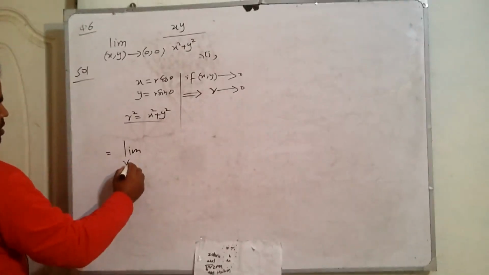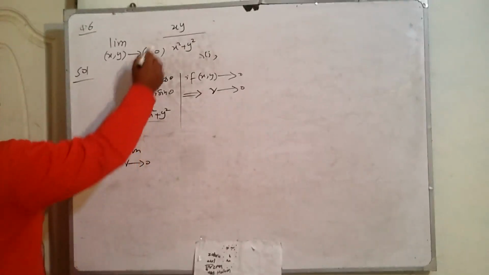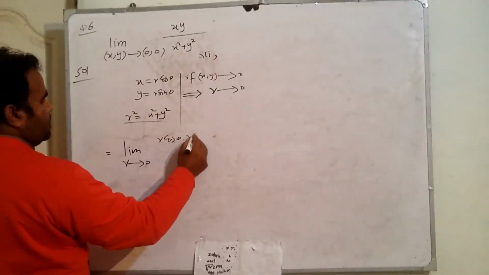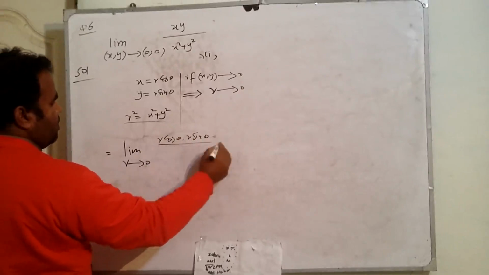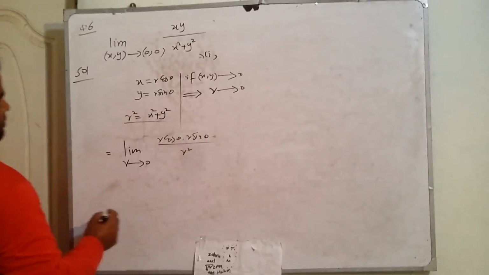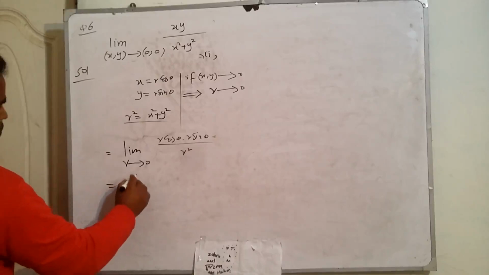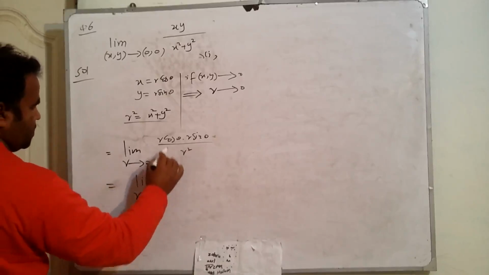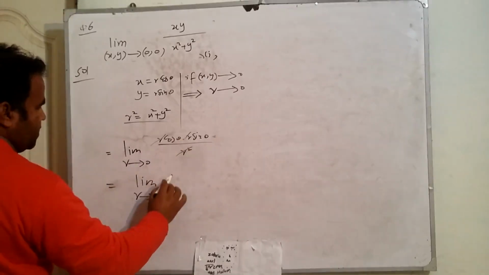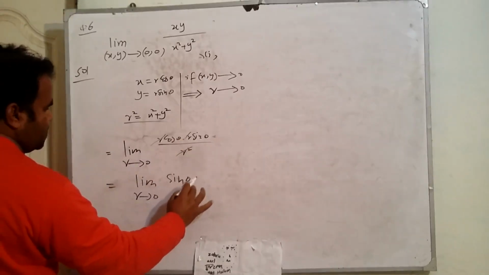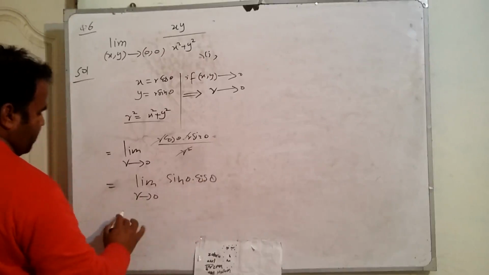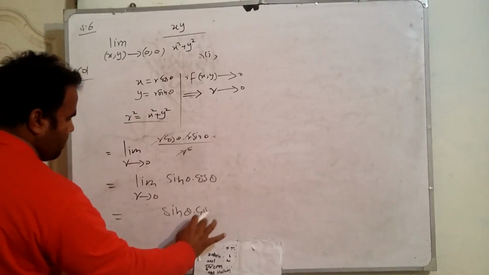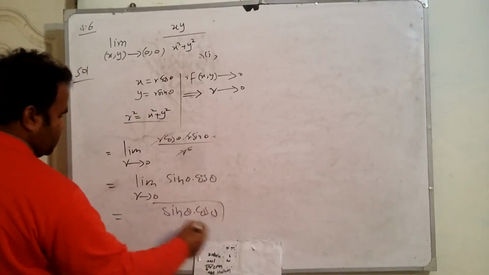So the limit as r approaches 0, with x is equal to r cos theta, y is equal to r sin theta, divided by r square, is equal to the limit as r approaches 0, where r and r cancel, of sin theta cos theta. When we apply the limit, we get only sin theta and cos theta. So this is our answer.